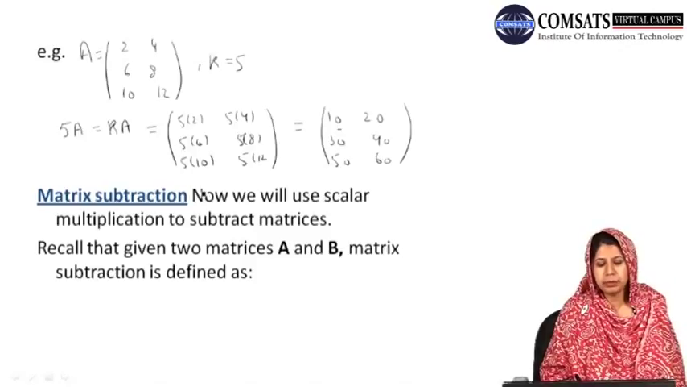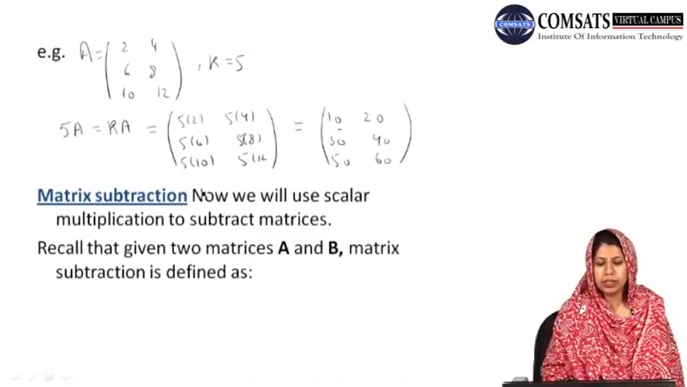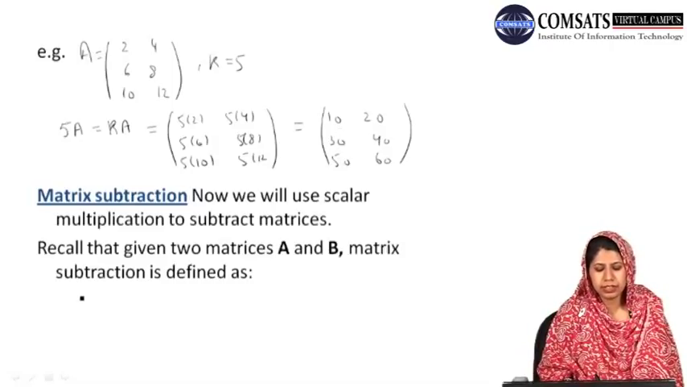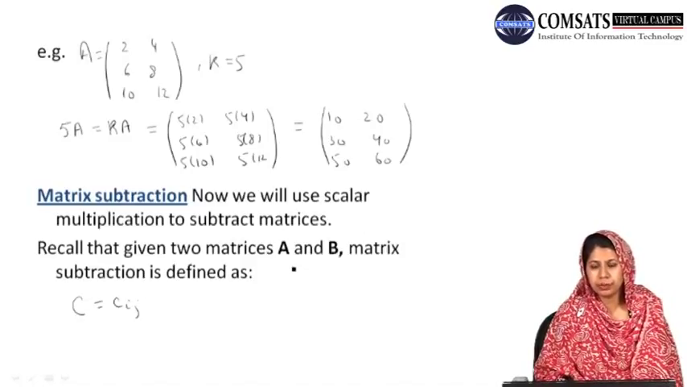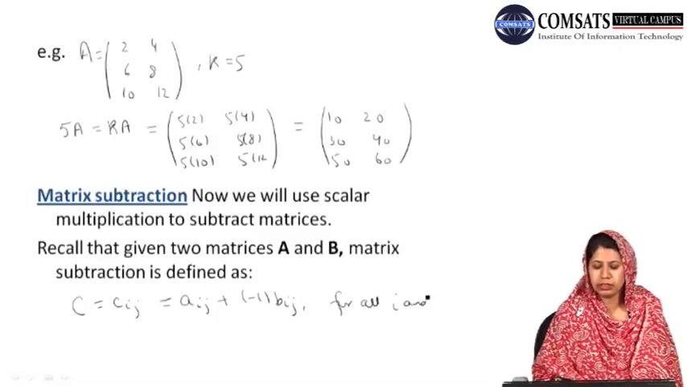Now, using the scalar multiplication, we define the matrix subtraction. How? We are given two matrices A and B, and the matrix subtraction in this case is defined as C, having the entries Cij. If we are asked to subtract matrix B from A, this will be Aij plus -1 into Bij, for all i and j.